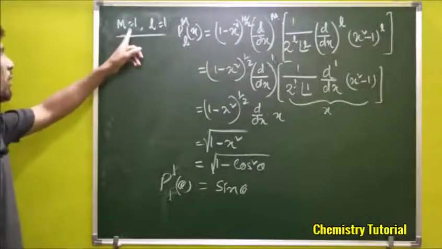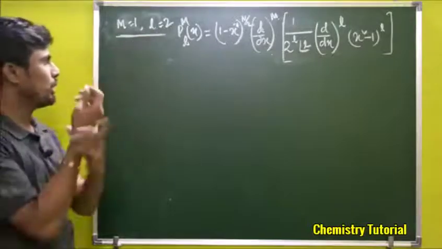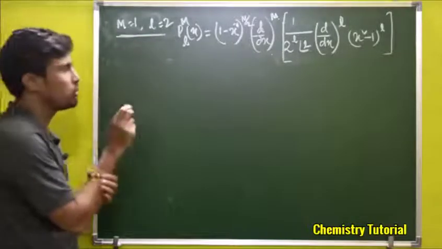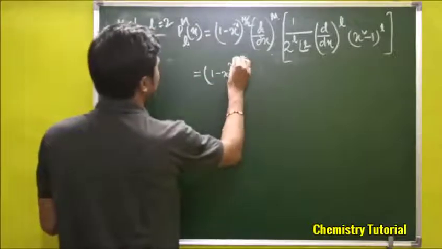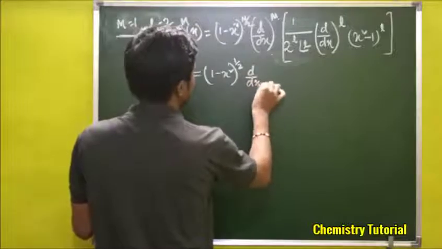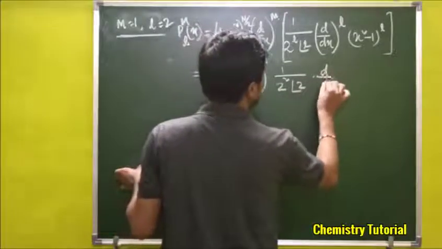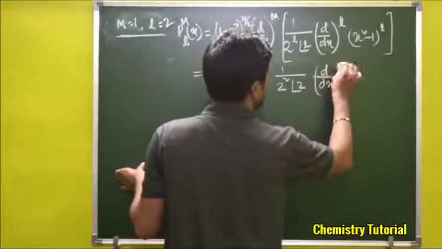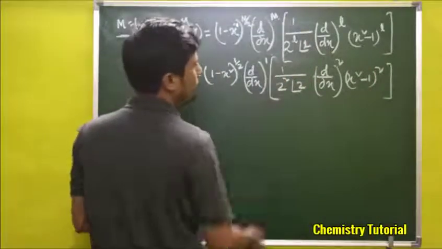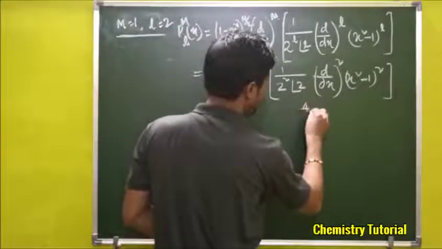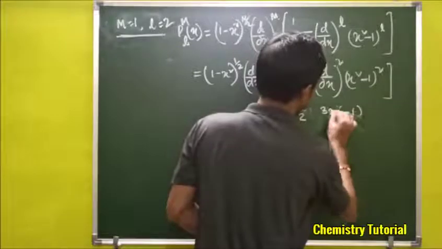Now we'll consider m equal to 1 and L equal to 2. So when m equal to 1 and L equal to 2, what will be the value for the associated Legendre polynomial? In this case, 1 minus x square to the power m by 2 would be half, d/dx, it will be 1 and 1 by 2 to the power 2 root over 2, d/dx of x square minus 1 to the power square. We know this value will come out as 4 into, as a result, half of 3x square minus 1.